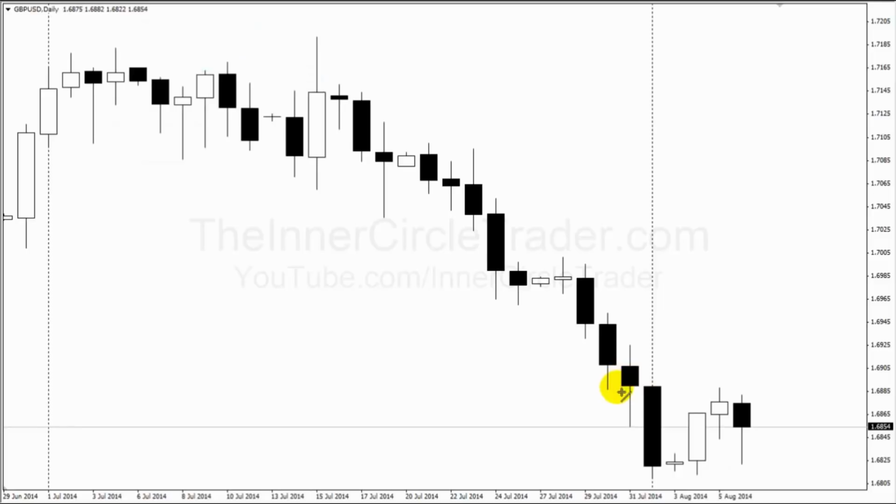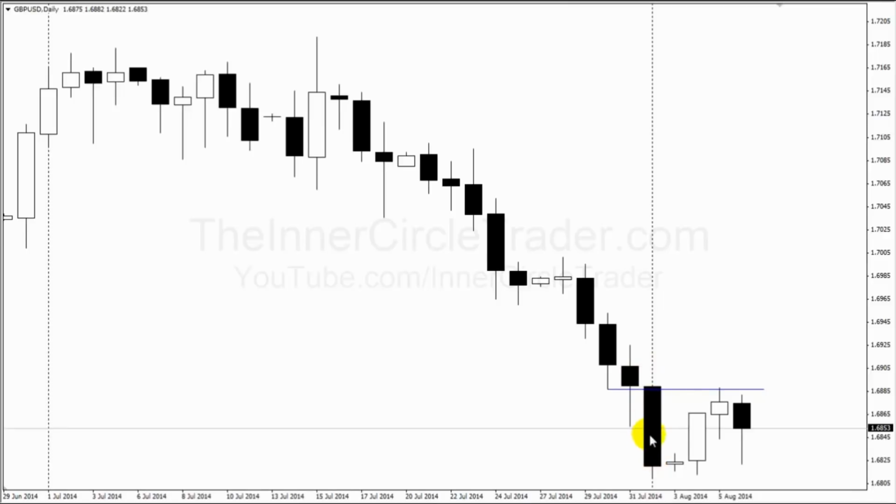Okay, right in here, this level. Work with me here. Okay, Wednesday, Tuesday, Monday, Sunday, Friday. Okay, right in here, this down move right in here correlates with the previous week.